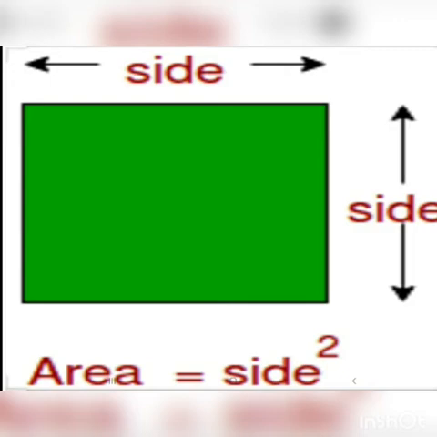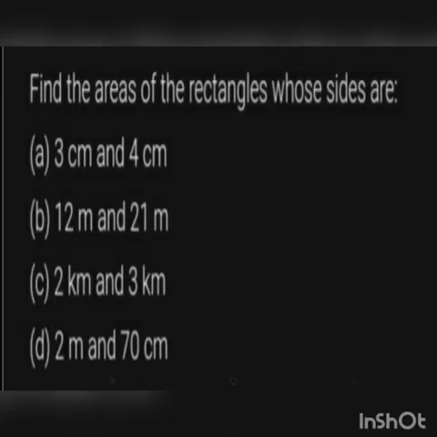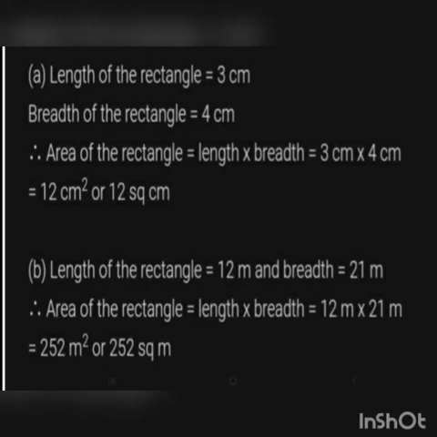Now using these expressions, we can solve some questions. First question, find the area of the rectangles whose sides are 3 cm and 4 cm. Second one, 12 meter and 21 meter. Two questions I will work out for you. The other two questions you can do by yourself. So the first one, 3 cm and 4 cm. The length and breadth of the rectangle are given as 3 cm and 4 cm. So what is the area of the rectangle? Yes, area of the rectangle is length into breadth. Length 3, breadth 4 cm. So 3 cm into 4 cm, 12 cm square.